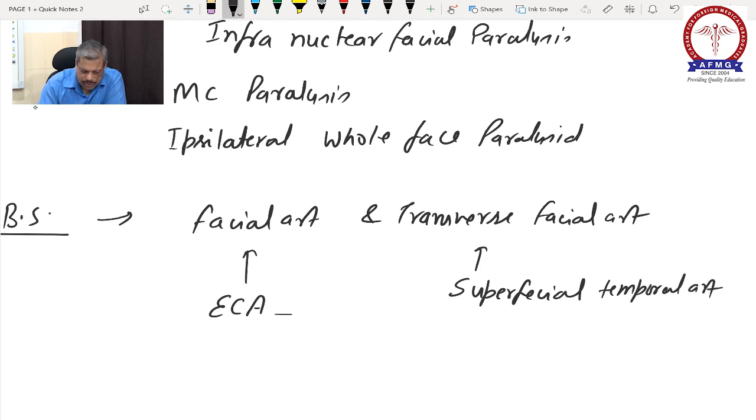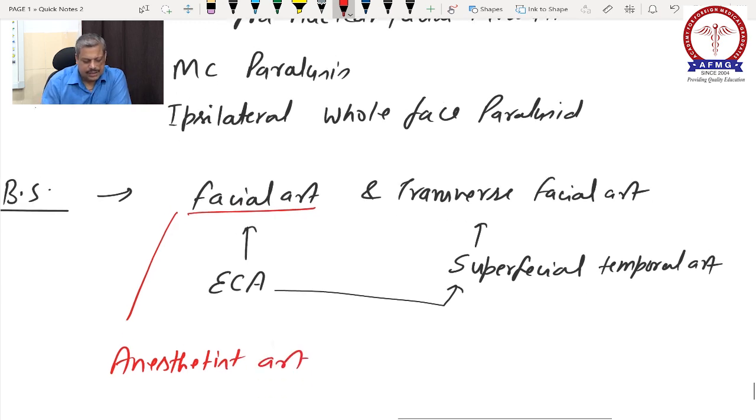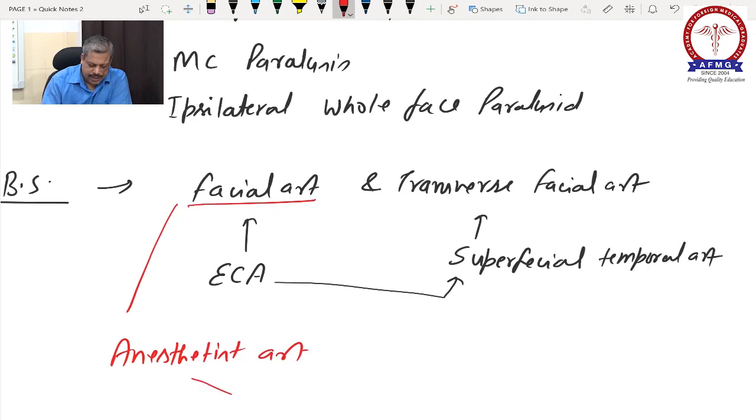The superficial temporal artery is a branch of the external carotid artery. The main blood supply is the facial artery, which is also known as the anesthetist artery. Classically, it is known as the anesthetist artery: the facial artery and the common carotid artery. These two arteries are the anesthetist arteries.